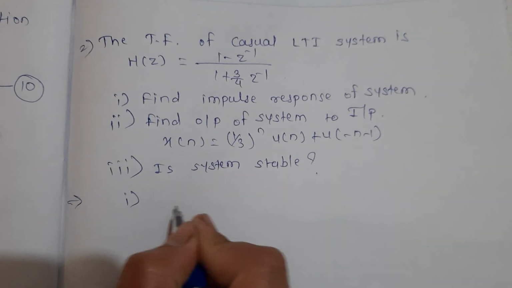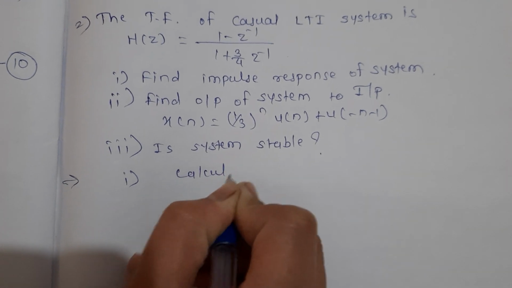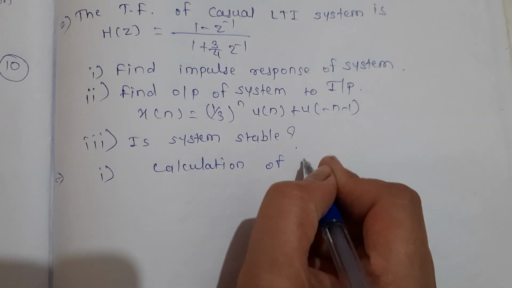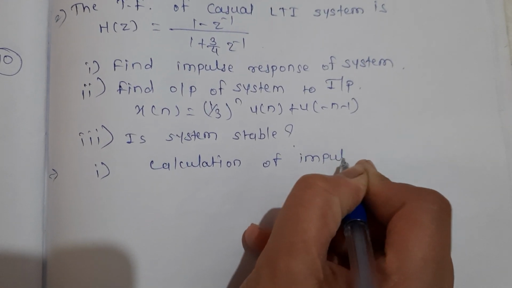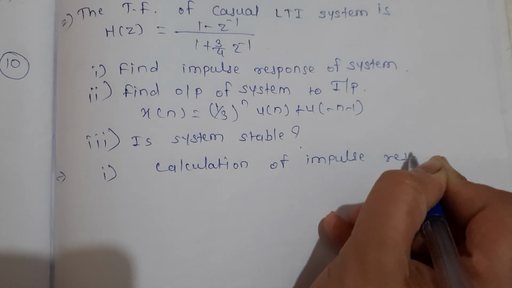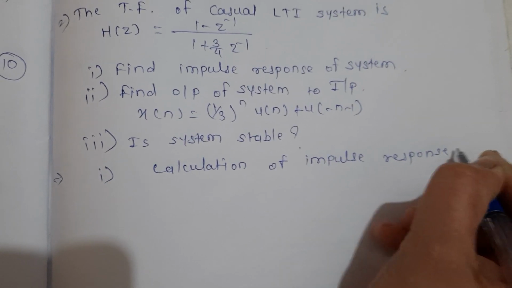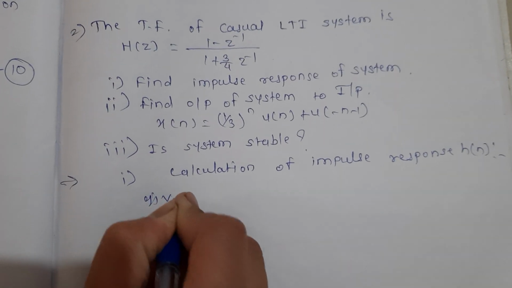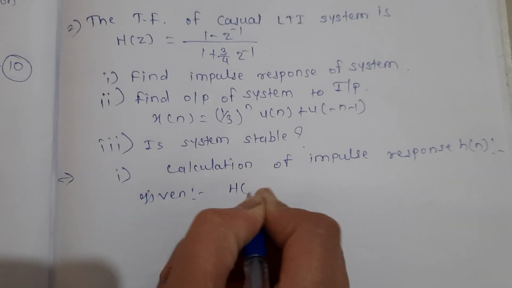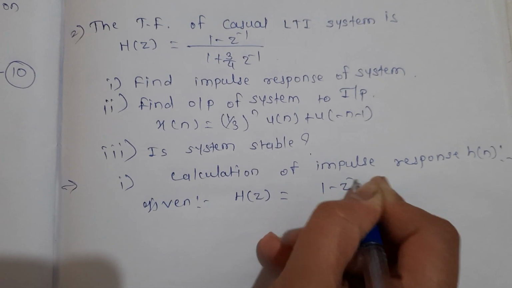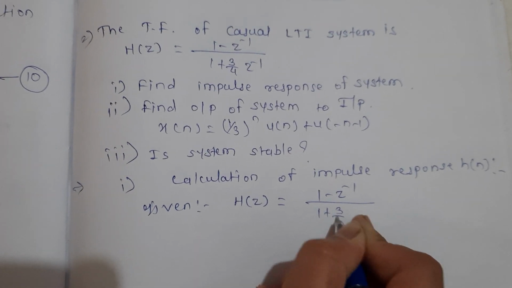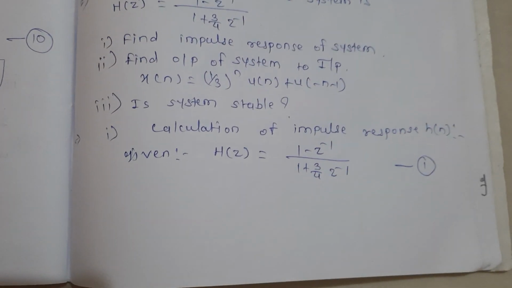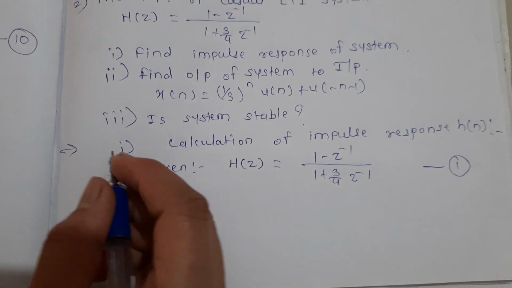So the first part of the problem is calculation of the impulse response h(n). Now, what is given? H(z) is equal to (1 - z^-1)/(1 + 3/4 z^-1). This is equation 1. Now we obtain h(n) by taking the inverse Z-transform of H(z).